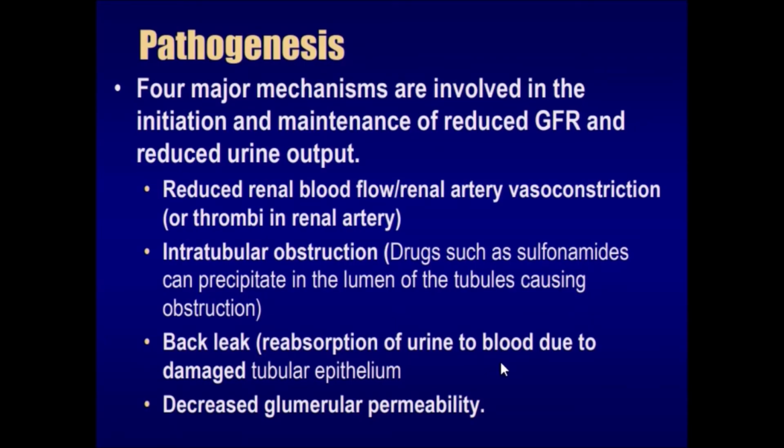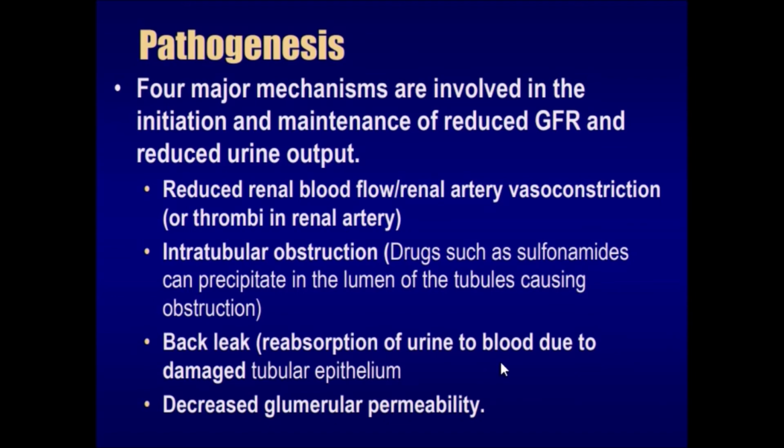Now, what is the pathogenesis of the renal failure? There are four major mechanisms that are involved in the initiation and maintenance of reduced glomerular filtration rate and reduced urine output. Number one, reduced renal blood flow or renal artery vasoconstriction. It could be due to a thrombus in the renal artery that could cause vasoconstriction, or that could cause blockade of the blood flow through the renal arteries.